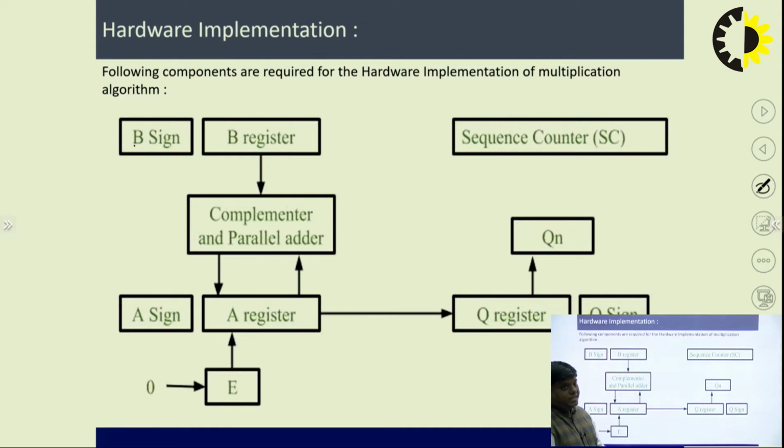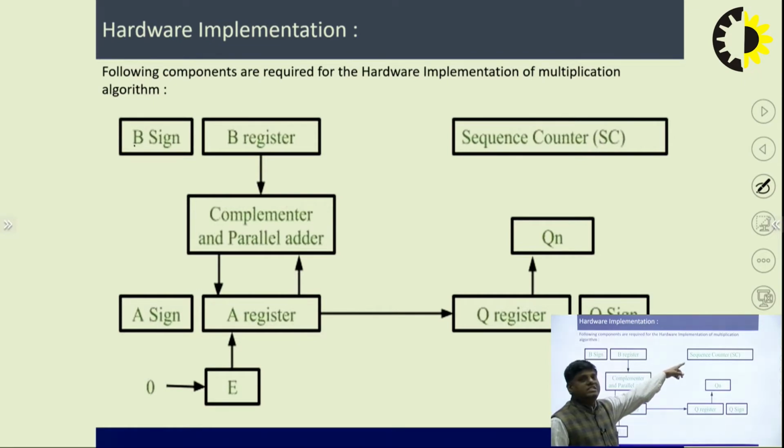We conclude that two registers are required, register A and register B. With the help of the complement adder, we multiply register A and register B, and when we add, we require another flag register, that is register E. The signs of both data are stored in the sign B and sign A. And how many times the multiplication is required?